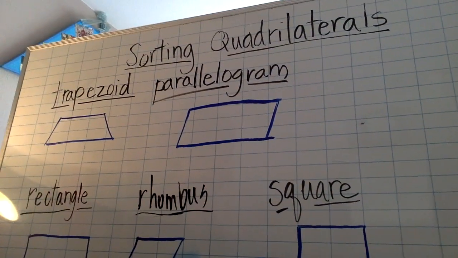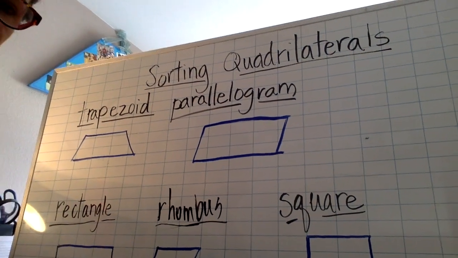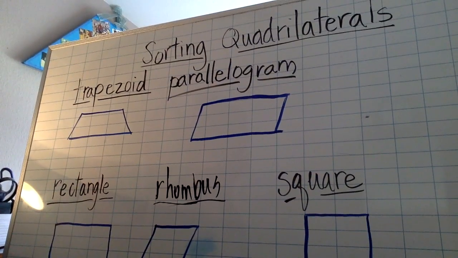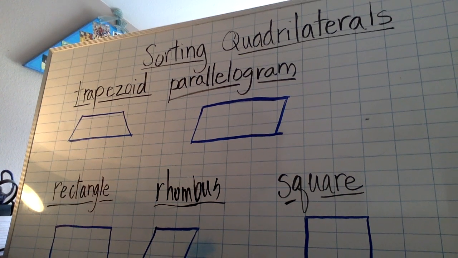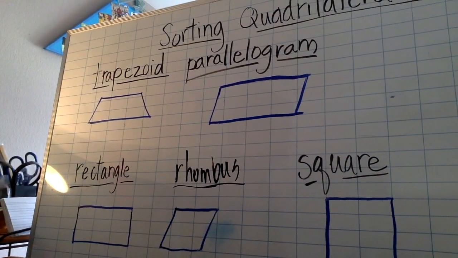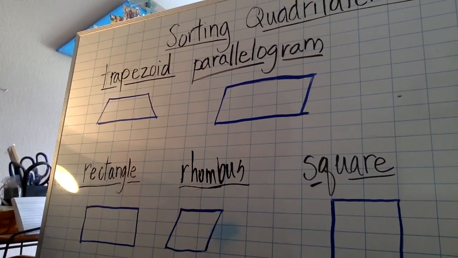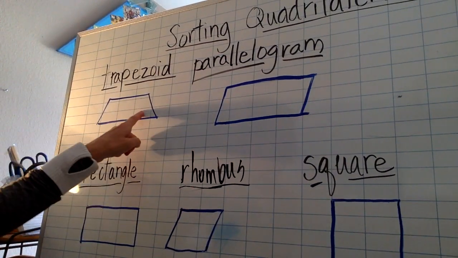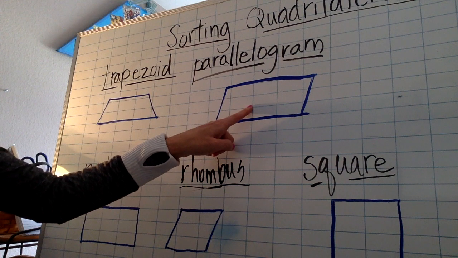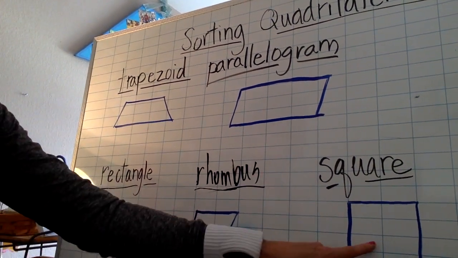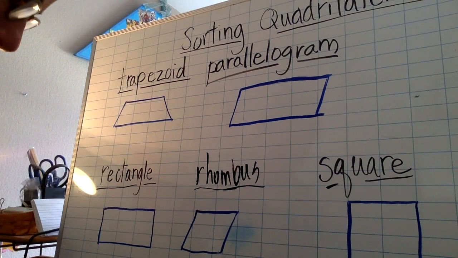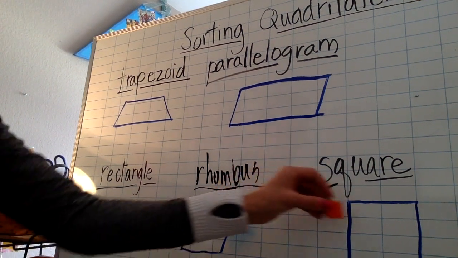Okay. Sorting the quadrilaterals. I've given you the 5 different quadrilaterals that you're going to find in that lesson. So in sorting the quadrilaterals, I'm seeing a trapezoid, a parallelogram, a rectangle, a rhombus, and a square. I know that you are very familiar with the square.